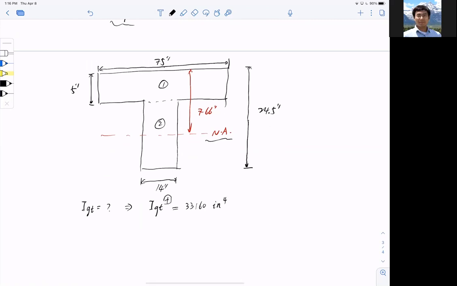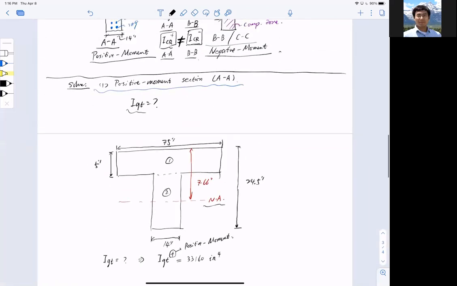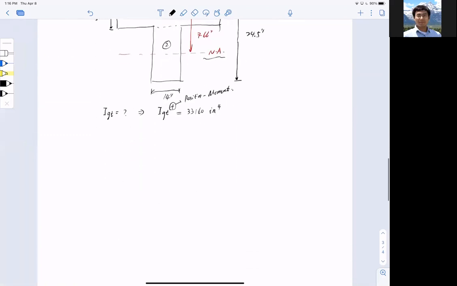And pay attention, keep using this positive sign here, meaning this is at the middle span for positive moment. Very important, it is positive moment. Keep in mind, this is AA in positive moment. So let's keep going. I'm trying to find the cracking.